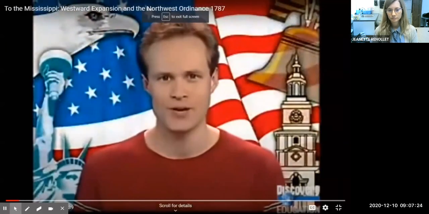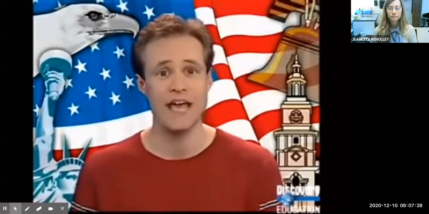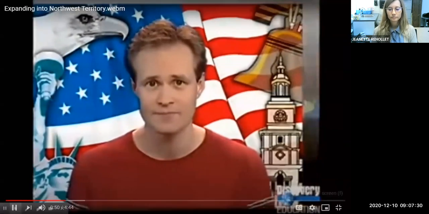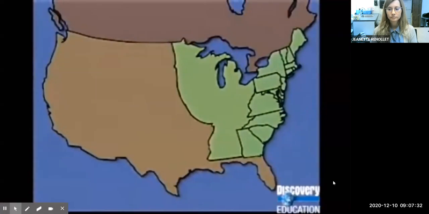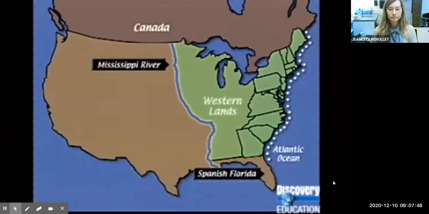In 1783, when the United States and Great Britain signed the Treaty of Paris, officially ending the War of Independence, these were the boundaries of the new nation: the Atlantic Ocean on the east, the Mississippi River on the west, Canada on the north, and Spanish Florida on the south. As we can see, that included much more than just the original 13 colonies. It included territory known as the Western Lands.